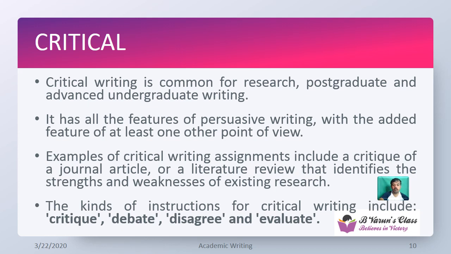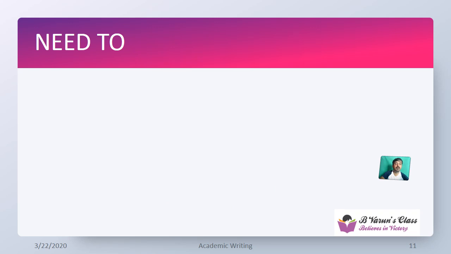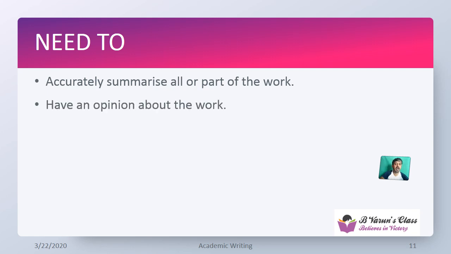What are the keywords or what kind of instructions should we follow for critical writing? Critical writing includes critique, debate, disagree, and evaluate. Final stage of the academic writing. First one, we need to accurately summarize all or part of the work. This could include identifying the main interpretations, assumptions, or methodology. Have an opinion about the work.